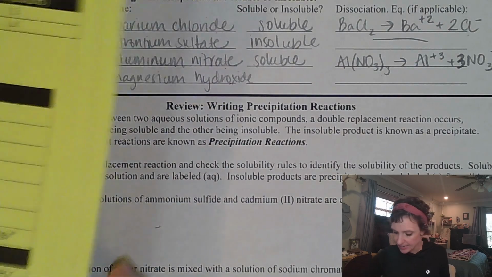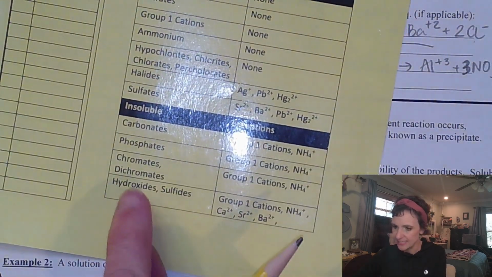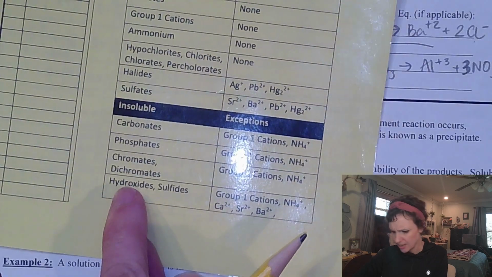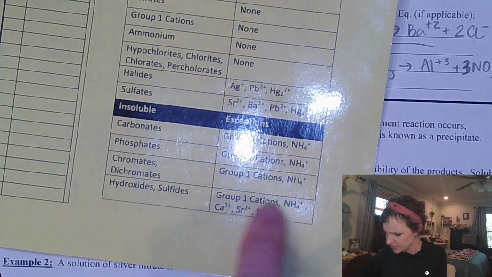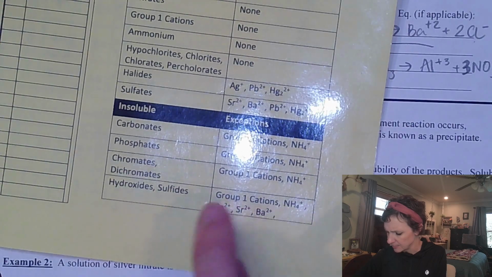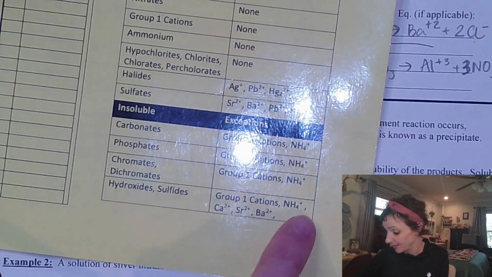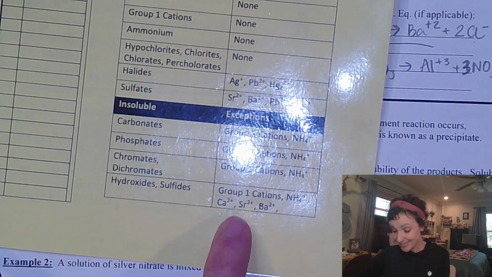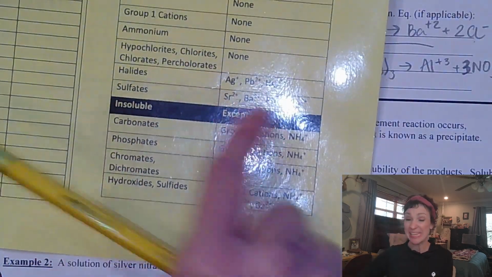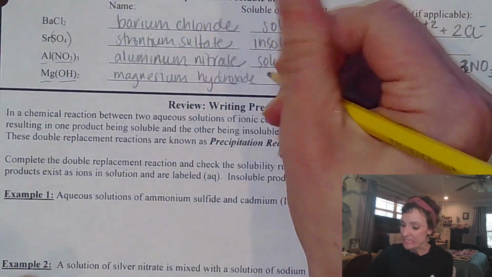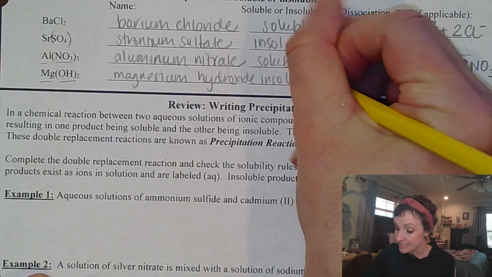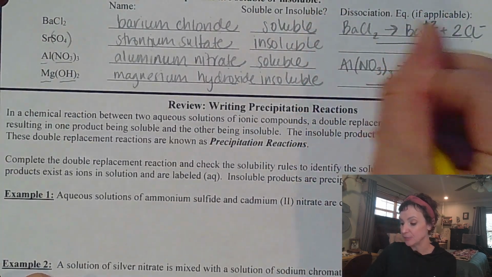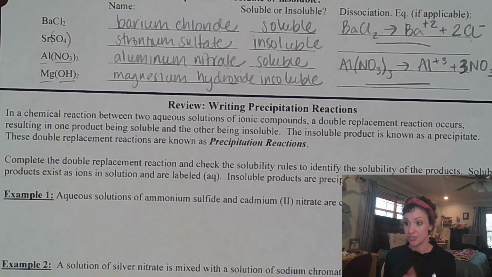Okay. And last one, magnesium hydroxide. I searched for hydroxides. Oh, it's down here on the very, very bottom. Okay, well, is magnesium an exception? Group 1 cations. Magnesium's group 2, so that does not apply. Nope. Magnesium hydroxide, not an exception, so it stays here. It's truly insoluble. Does not break apart into ions, which means I have no dissociation equation for magnesium hydroxide, which is really cool.